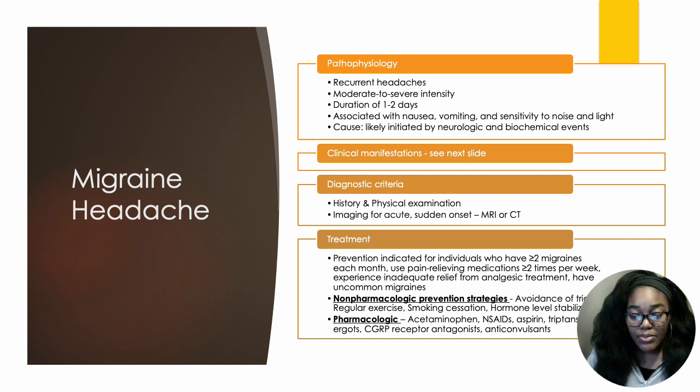And if there must be some pharmacological methods, you may, again, consider NSAIDs or Tylenol, triptans and aspirin. Again, you may see CGRP receptor antagonists, and even anticonvulsants can help with migraine headaches.